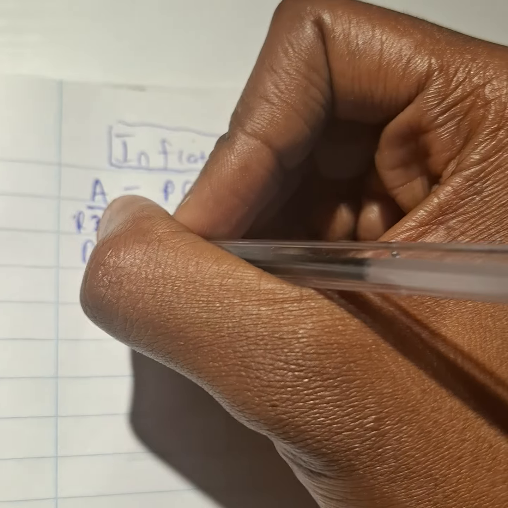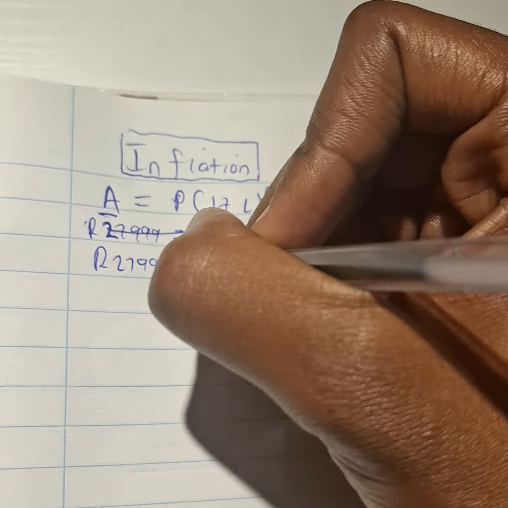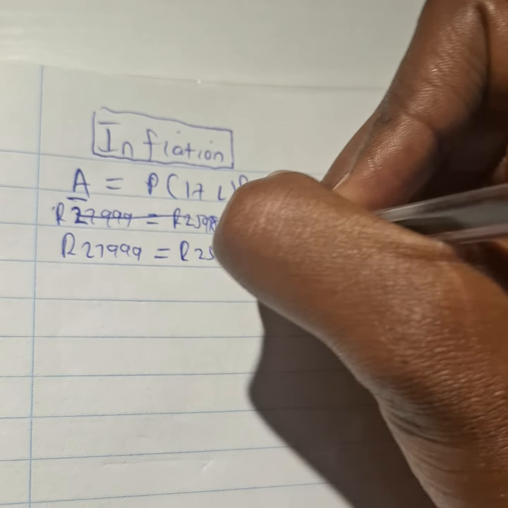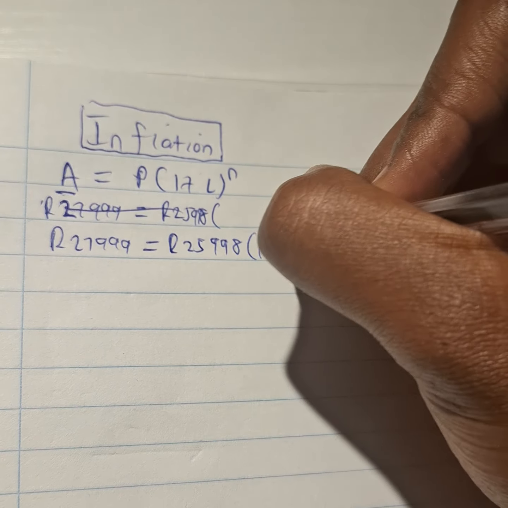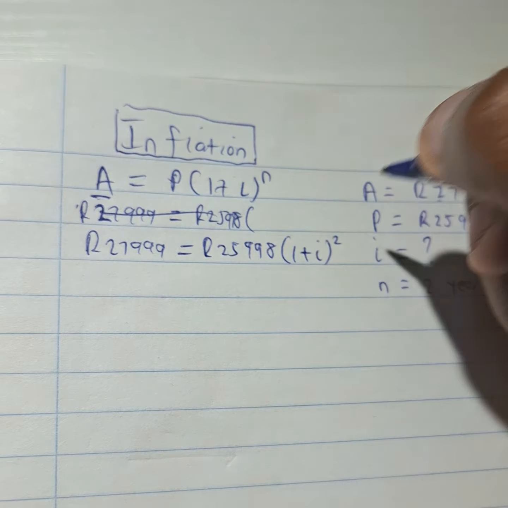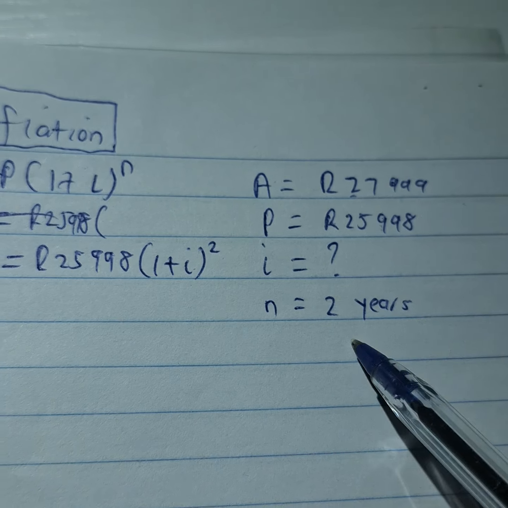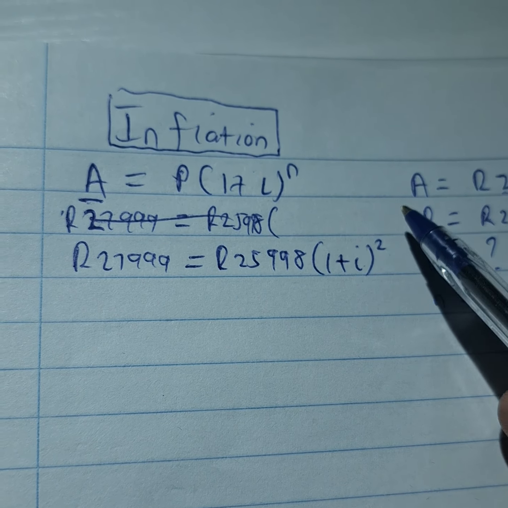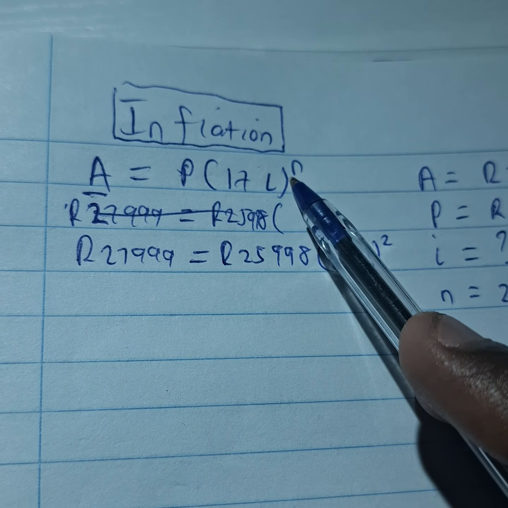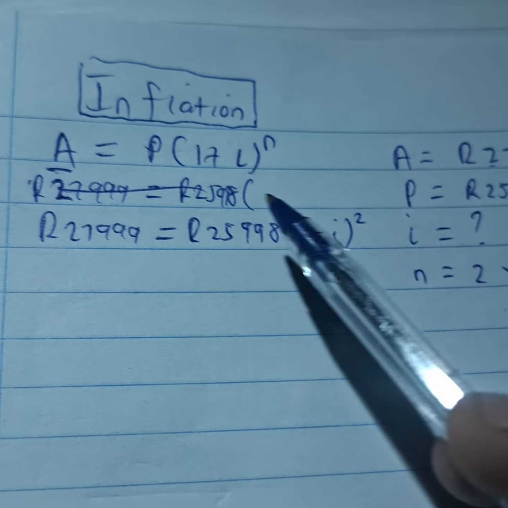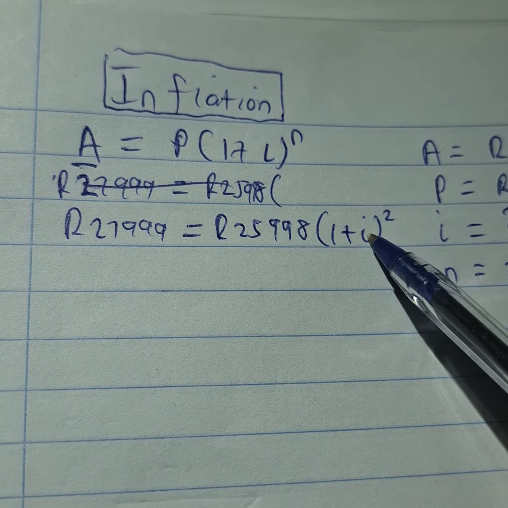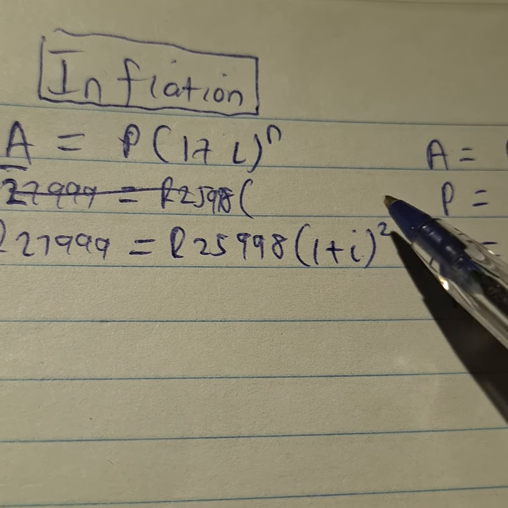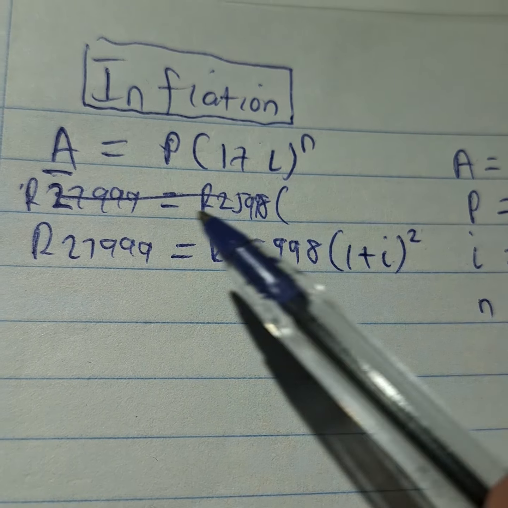Okay, let's just write this again. 27,998 is equal to 25,998 times 1 plus i, where i is what we want, to the power 2, because n is 2 years. So we write down the formula for compound interest because it's inflation, we substitute, and after substituting we want to calculate the value of i. Now i is inside this bracket, so we need to make i the subject of the formula. So, application of literal equations.